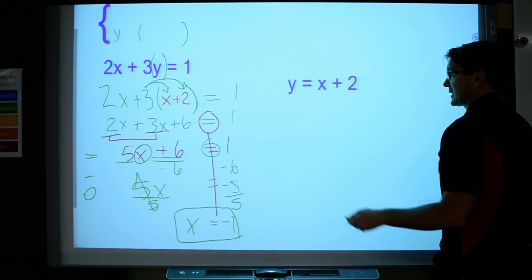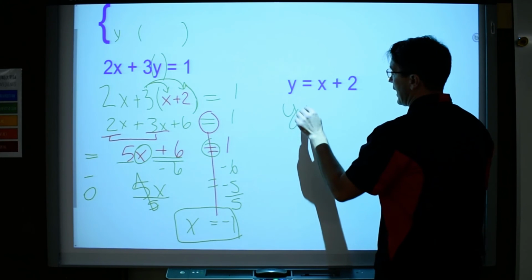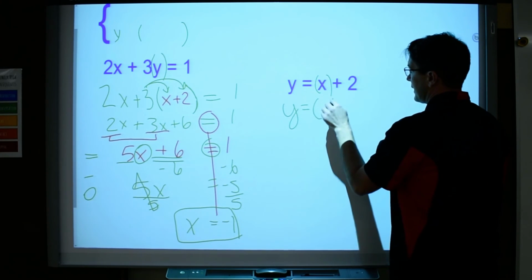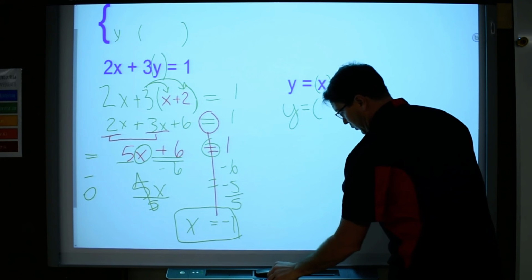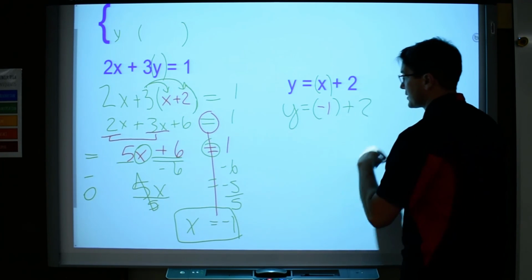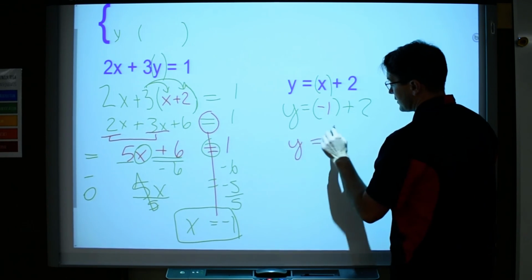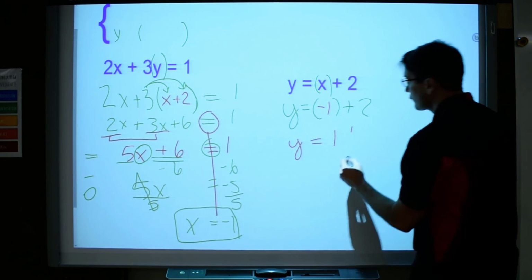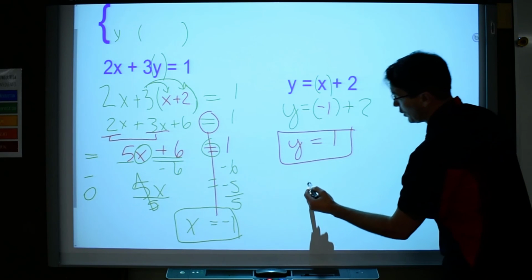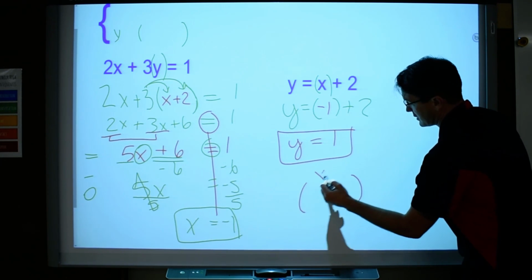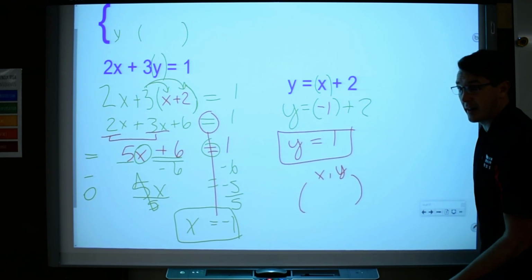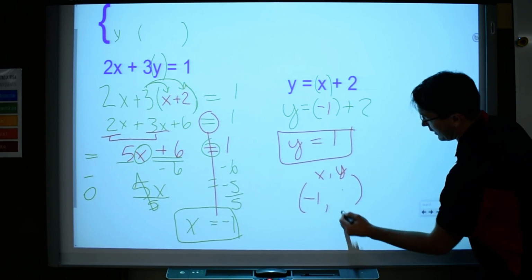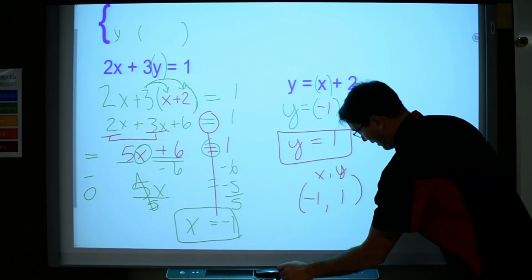And I'm going to substitute x into that equation. So I'll go y equals substitute x plus 2. And my x was negative 1. Negative 1 plus 2 is 1. So y equals 1. Am I done? No, Mr. Craig. Why? Because the solution to a system of equations is the point where they intersect. And where do they intersect? At negative 1, comma 1. Well, thank you, Mr. Craig. Oh, you're welcome.